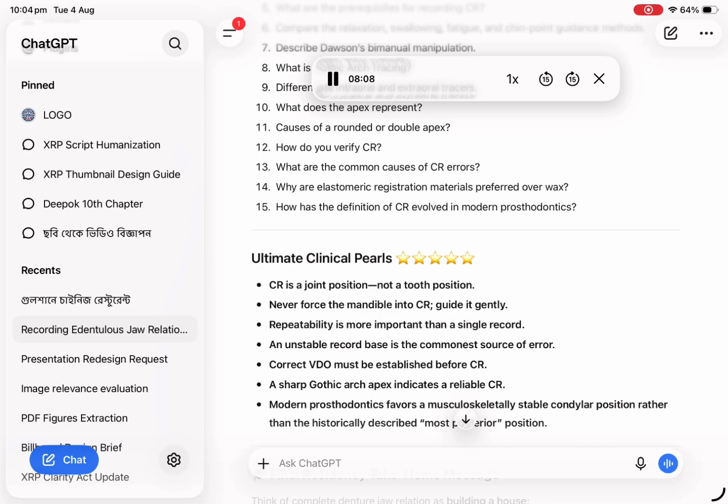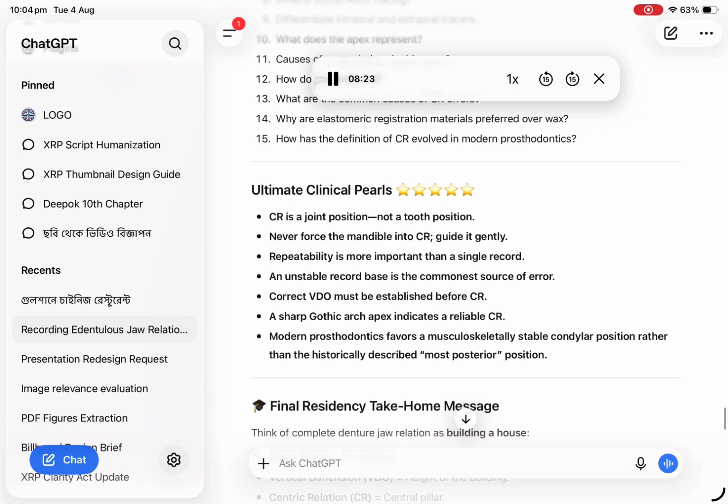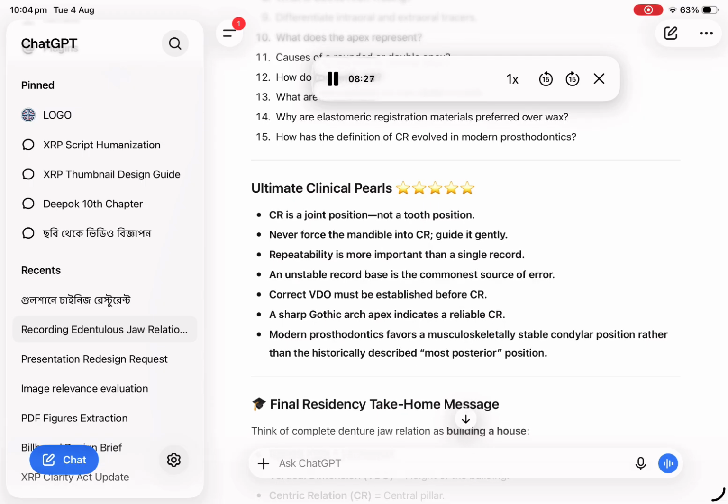Our ultimate clinical pearls. CR is a joint position, not a tooth position. Never force the mandible into CR, guide it gently. Repeatability is more important than a single record. An unstable record base is the commonest source of error. Correct VDO must be established before CR. A sharp Gothic arch apex indicates a reliable CR. Modern prosthodontics favors a musculoskeletally stable condylar position rather than the historically described most posterior position.